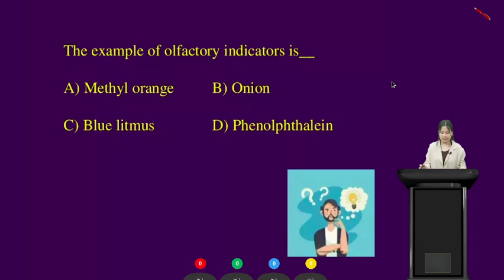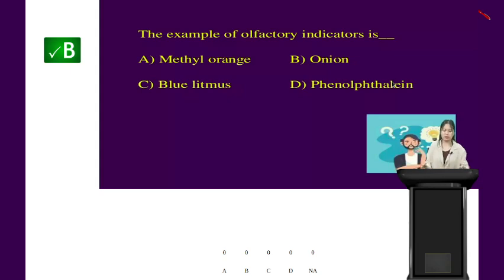Alright students, your time is up, and very good. The correct answer is option B, that is onion. Methyl orange, blue litmus and phenolphthalein change in color. They help us to identify whether the given substance is acid or base by the change in color. Only onion helps us to identify whether the given substance is acid or base by the change of smell, by the change of odor. So the correct answer here is option B, that is onion.